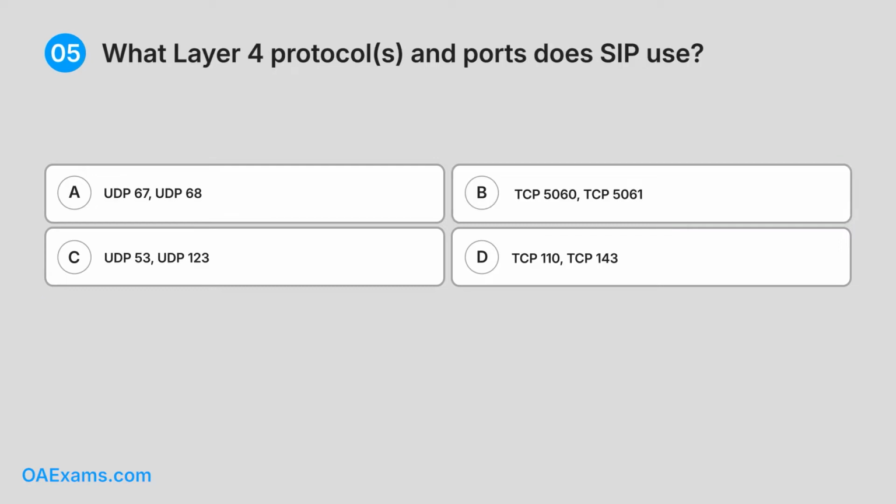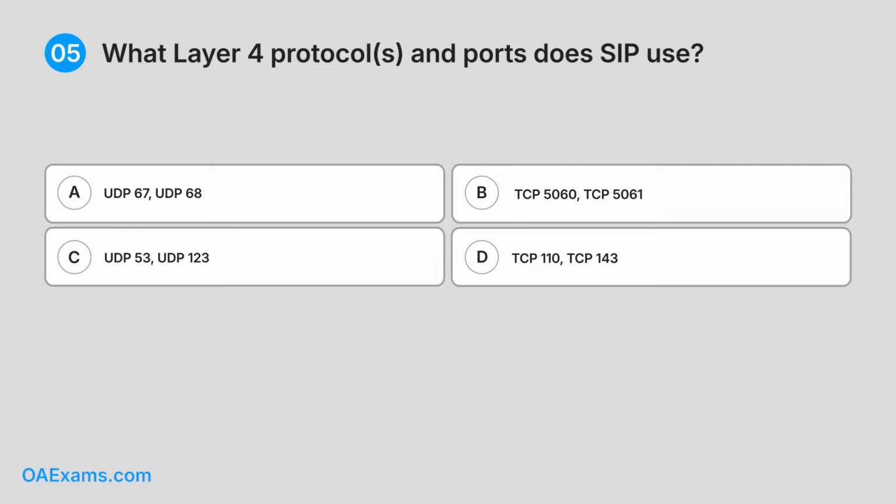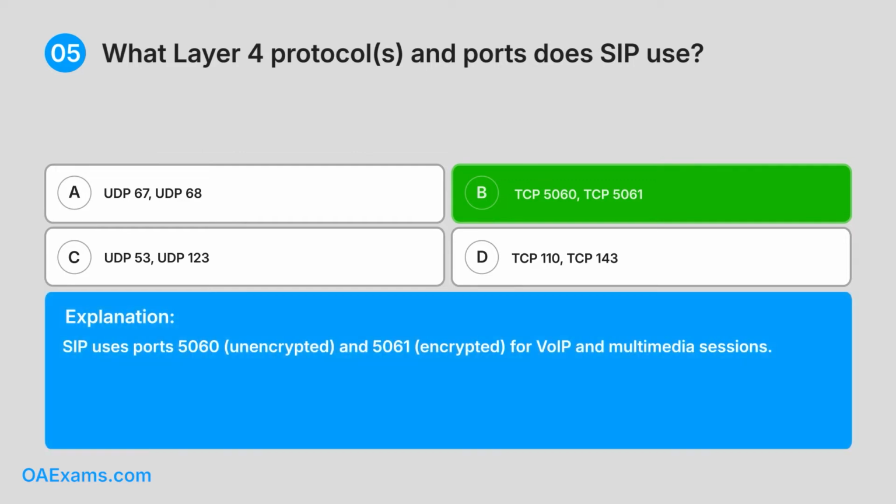5. What layer 4 protocols and ports does SIP use? A. UDP 67, UDP 68. B. TCP 5060, TCP 5061. C. UDP 53, UDP 123. D. TCP 110, TCP 143. Do you know the answer? Correct answer: B. TCP 5060, TCP 5061. Explanation: SIP uses ports 5060, unencrypted, and 5061, encrypted, for VoIP and multimedia sessions.